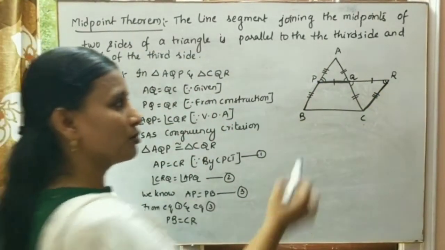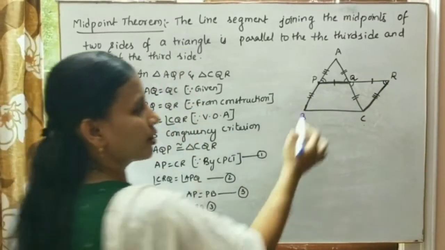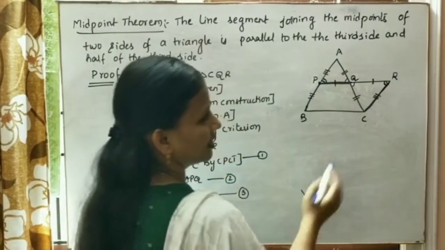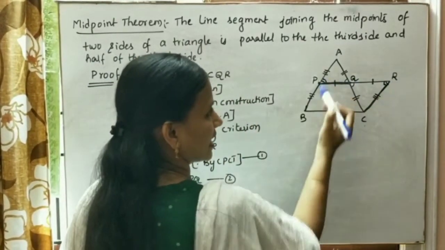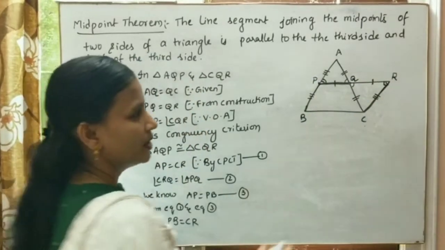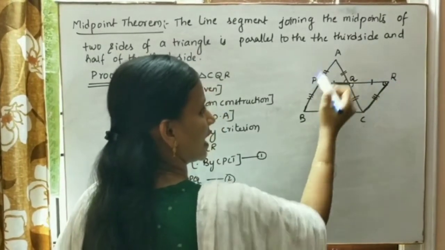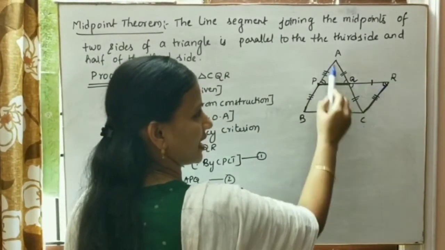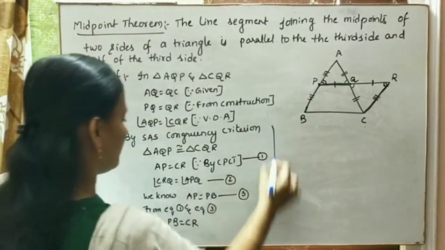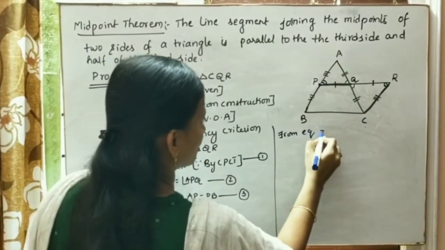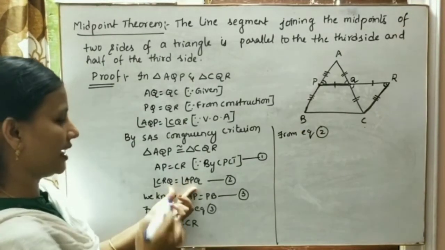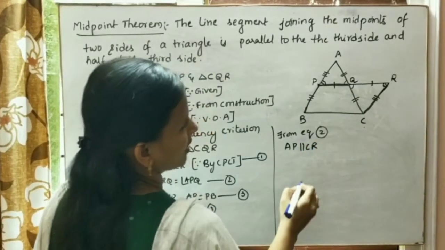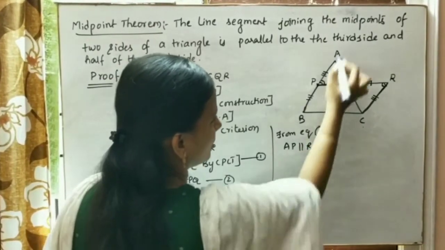And what do we have to prove? These two are parallel also, we have to prove. How can we prove these two are parallel? These two are alternate interior angles. If alternate interior angles are equal, then the lines are parallel. So here angle CRQ and angle APQ are alternate interior angles. From equation 2, the alternate interior angles are equal, so the lines are parallel. That is AP is parallel to CR.